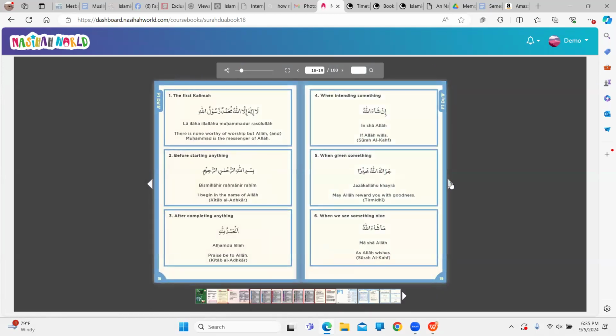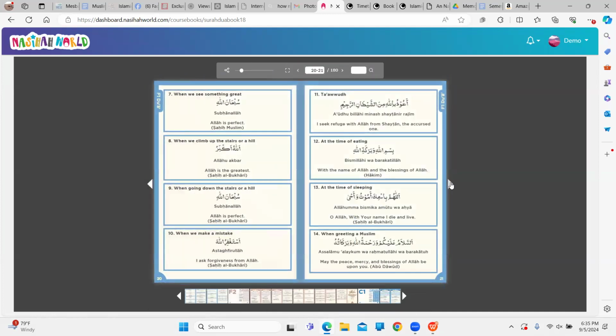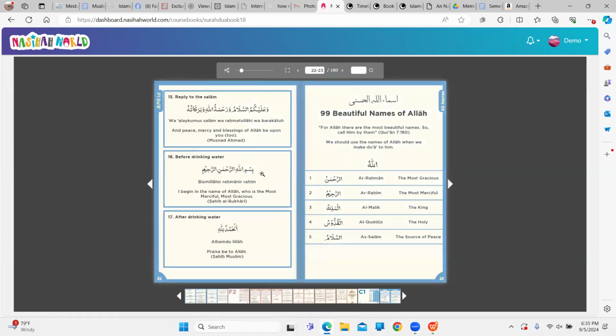This is kindergarten. So you have Surah Fatiha, the first kalima, dua before starting something, dua after completing something, dua when making an intention, dua when giving something, dua when seeing something nice, dua when seeing something great, dua when climbing up the stairs, dua when climbing down the stairs, dua when we make a mistake, ta'awudh, tasmi, dua before eating, dua before sleeping, dua when we greet a Muslim, dua before replying to the greeting, dua before drinking, dua after drinking. And then you have the names of Allah. So this is basically kindergarten.